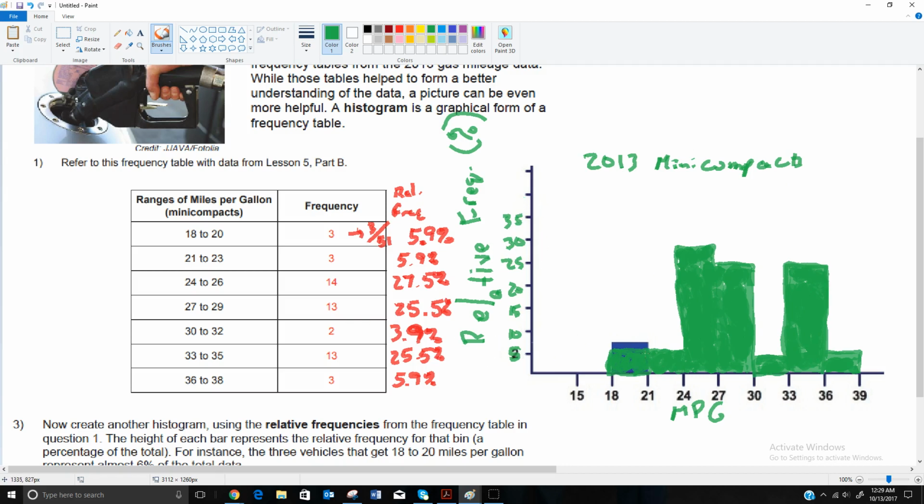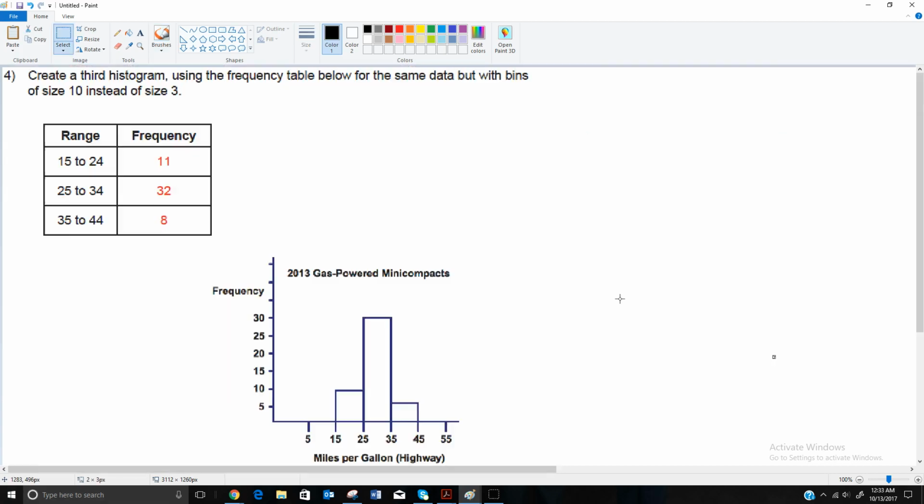So we know that this is 6%, almost 6%, rather than that it's 3 cars. So it just gives us a little bit different data, even though the shape is the same as we had before.